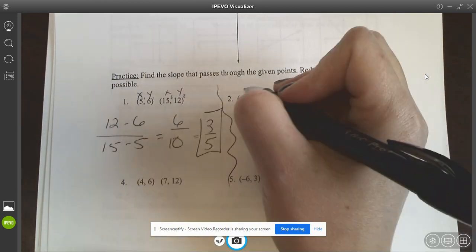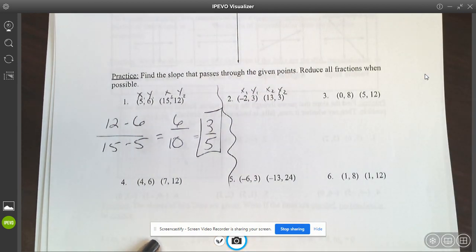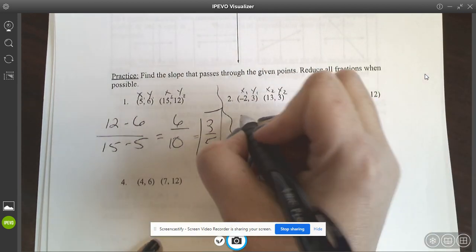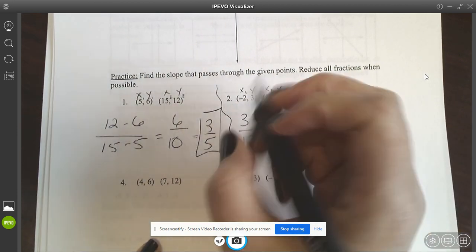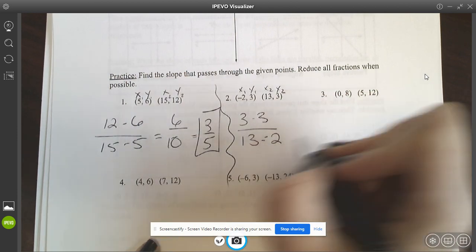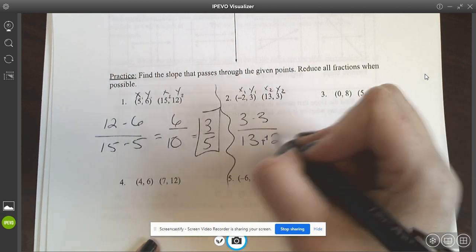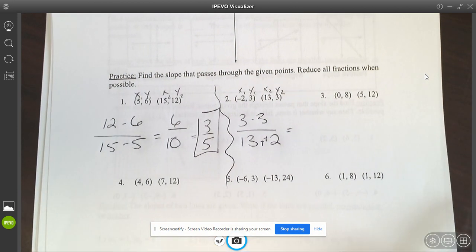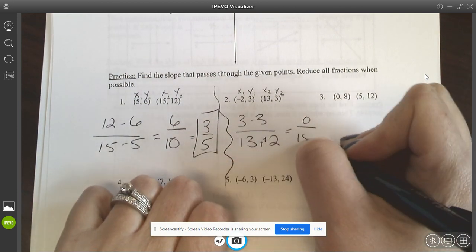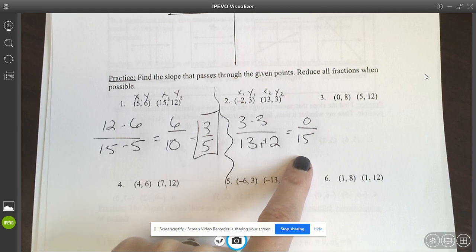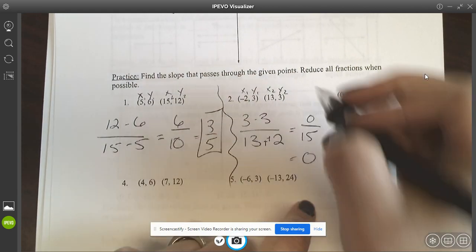So for number 2, I have x1, y1, x2, y2. So the formula is y2 minus y1 over x2 minus x1. And then when you have a negative, make sure you make it a double negative. So this really is like a plus. I always change it to a plus because it's easier for me. So 2 negatives make it a positive. So 3 minus 3 is 0. 13 plus 2 is 15. And then if you type this into your calculator, it's going to tell you 0. 0 divided by 15 is 0.